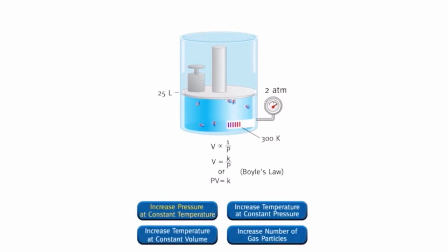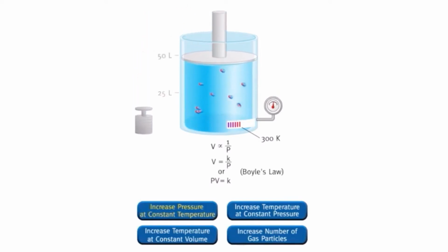This relation is known as Boyle's Law, which states that the volume of a fixed amount of gas is inversely proportional to the gas pressure at constant temperature. As the pressure on the gas decreases, the volume that the gas occupies increases. The volume will continue to increase until the pressure of the gas is equal to the atmospheric pressure on the piston, which is 1 atmosphere.